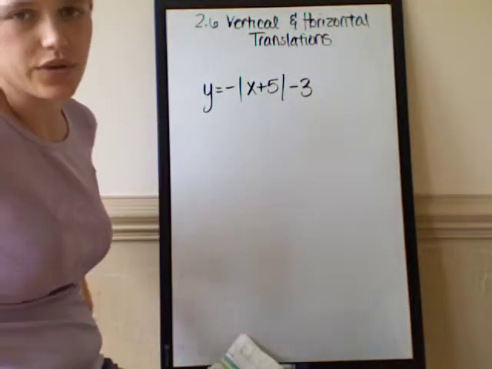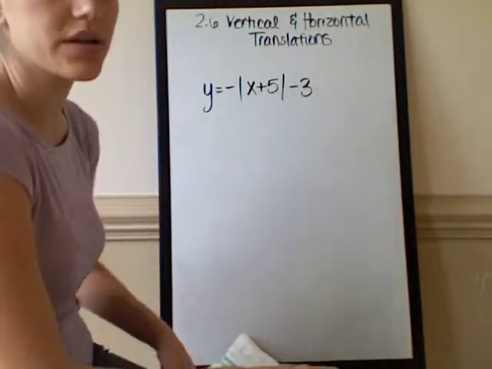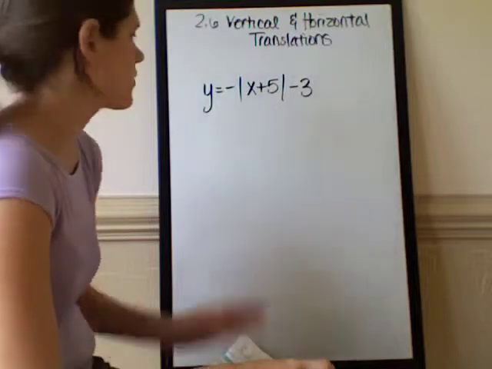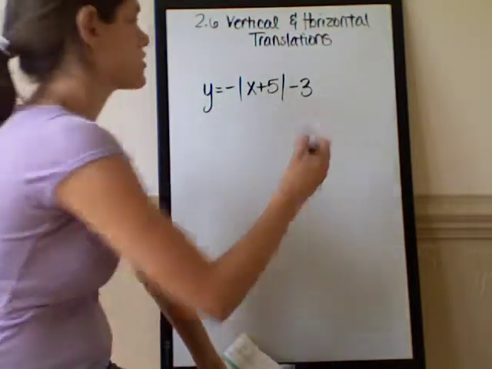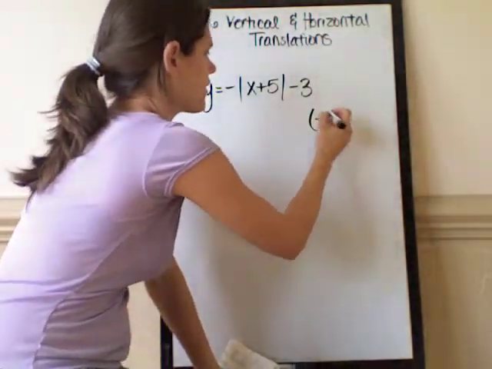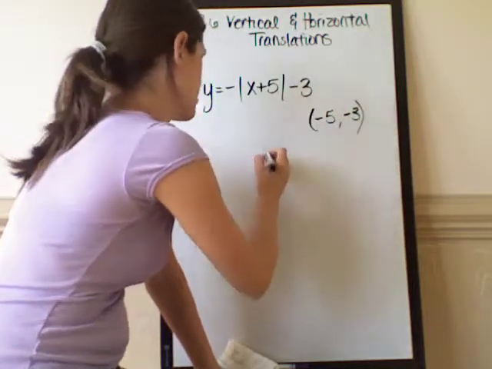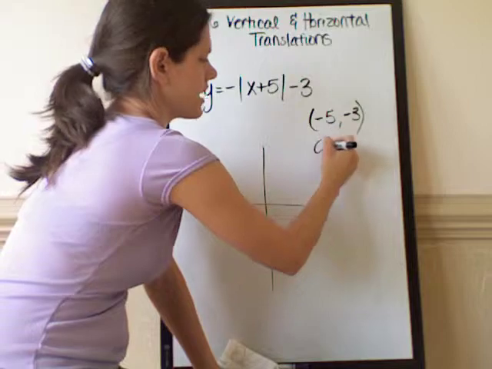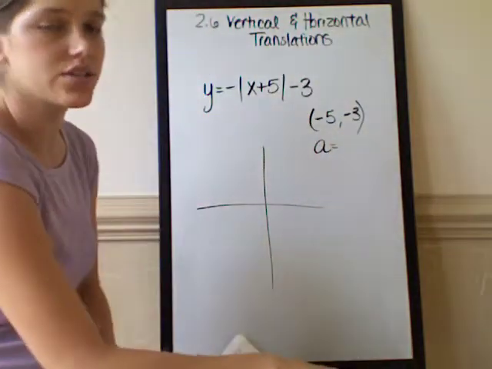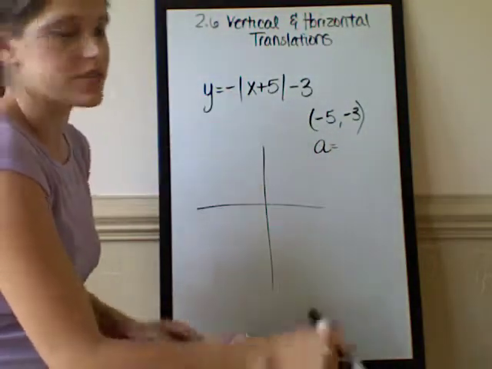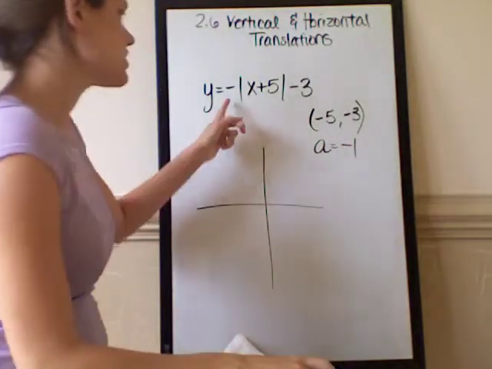Alright, here's my next one. Negative absolute value of x + 5, minus 3. Alright, identifying my vertex. -5, because opposite of what's in here, -3. What is my a value here? It's not just a 1, because there's a negative, it's a -1. Remember, what does this negative tell you?